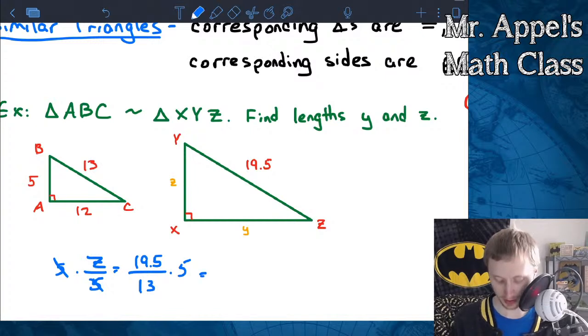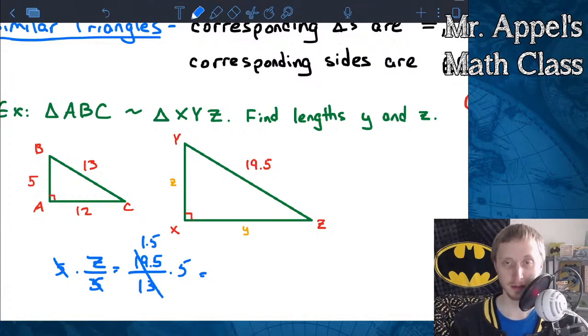And so my Z is equal to 19.5 divided by 13 times 5. And I happen to know from earlier 19.5 divided by 13 is 1.5. 1.5 times as big. I enlarged the triangle by 50%, as it were. And so 1.5 times 5, quick mental math, half of 5 is 2.5. 2.5 plus 5 gives us 7.5. So my length of Z there is 7.5. Any questions on how I did that?